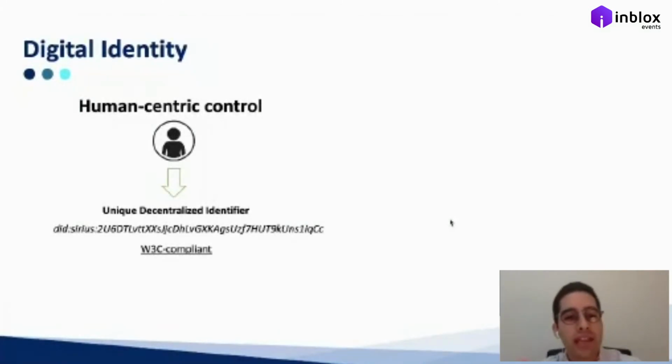A self-sovereign identity is represented by a unique decentralized identifier. It is basically a string of characters made up of a DID method and a blockchain account. You can easily generate a self-sovereign ID and prove control over it using cryptographic proofs.